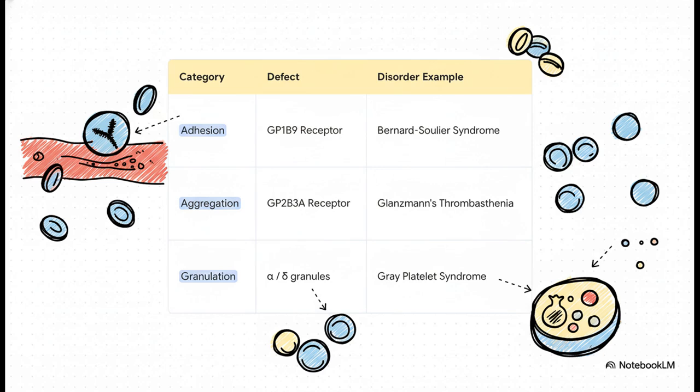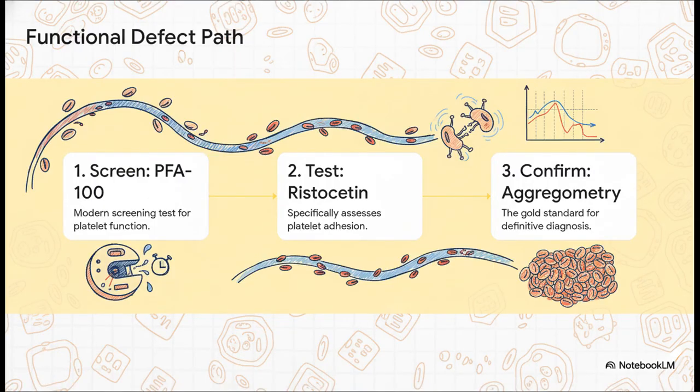You've got adhesion defects like Bernard-Soulier syndrome, which is a problem with the GP1b9 receptor. Then there are aggregation defects like Glanzmann's thrombasthenia, which is caused by a faulty GP2b3A receptor. And finally, you have granulation defects, which affect the storage and release of critical molecules from what are called alpha or delta granules. So, the diagnostic pathway for these disorders is a multi-step process.